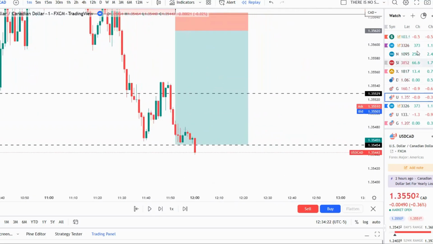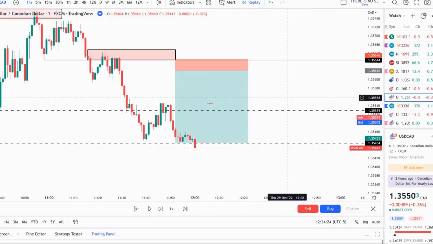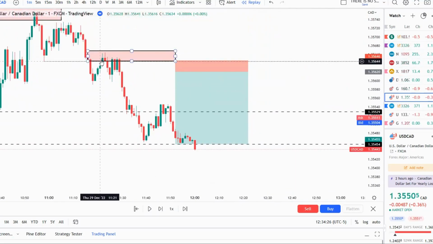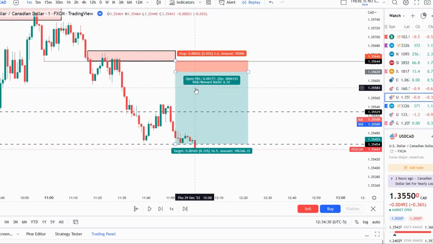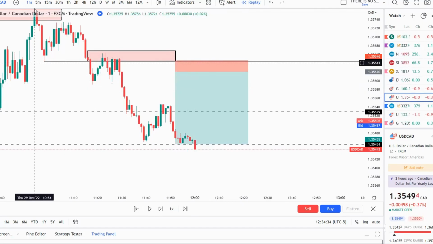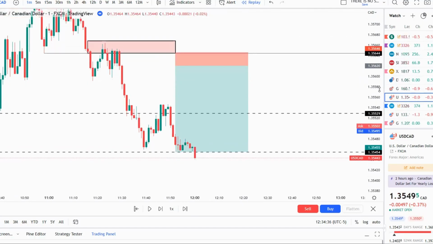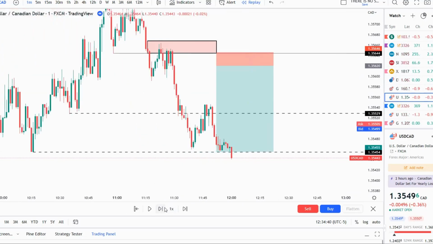And eventually we hit take profit. And this is a 1 minute scalp opportunity. It looks like the trade started at 11:22 and it was done at 12, right? So this was a 40-minute trade. Nice scalp, right? And this is how we get in these perfect trades.